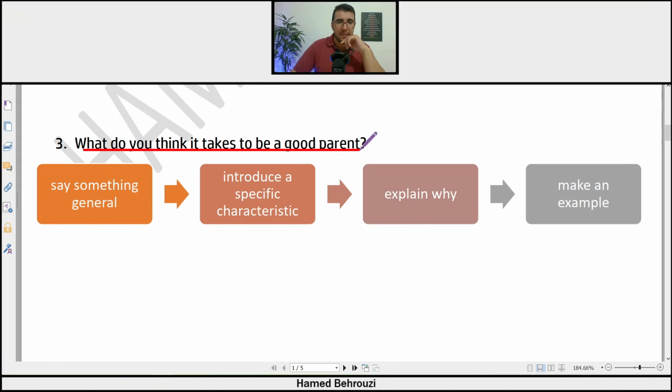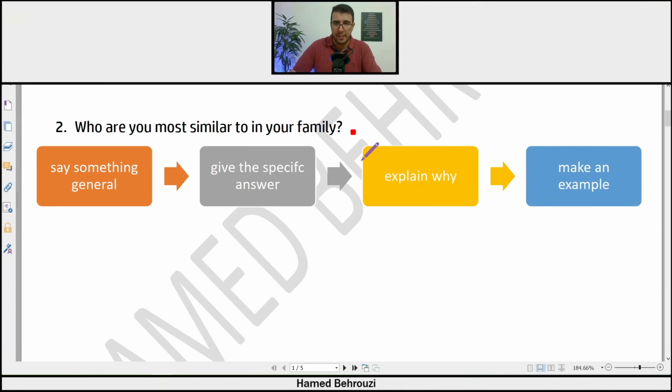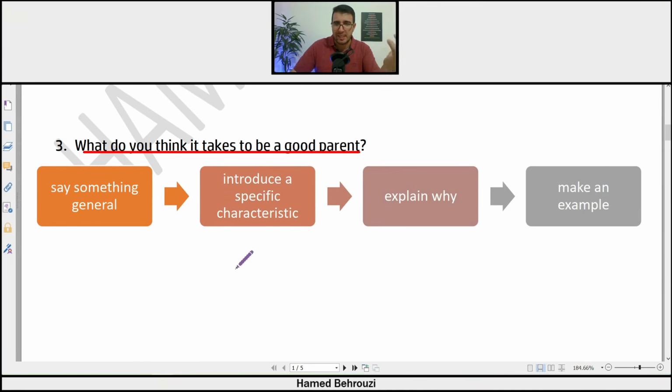What do you think it takes to be a good parent? You see, it's something that's not generally about you. It's about your idea, but it's not about you. It's not about your family like this one. This looks like something like a task 3 question, okay? So for task 3, the structures are even more useful. Say something in general again. For this one, say something in general. What do you think it takes to be a good parent?